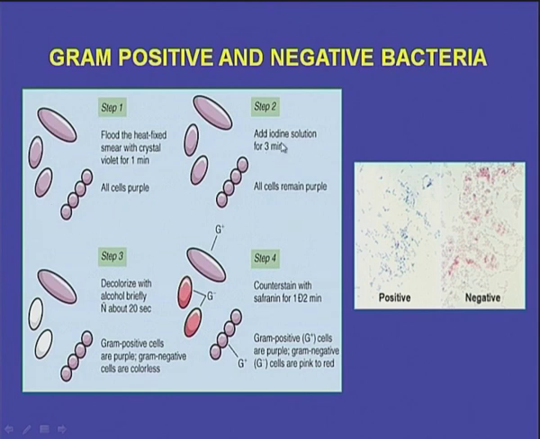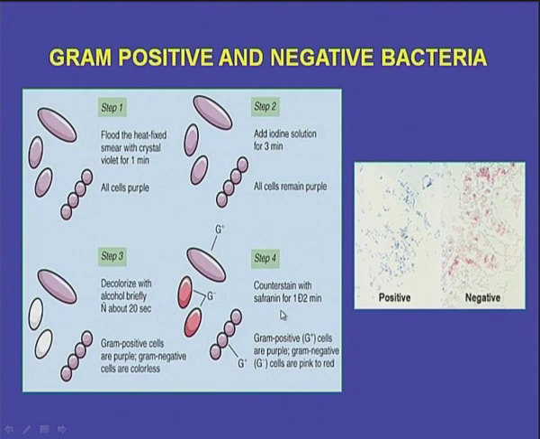Then add the iodine solution for 3 minutes, all the cells remain purple. Then step 3 is to decolorize with alcohol briefly, about 20 seconds, and gram positive cells are purple while gram negative cells are colorless.